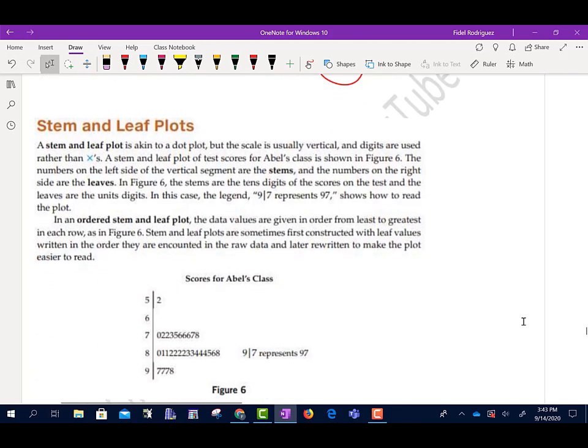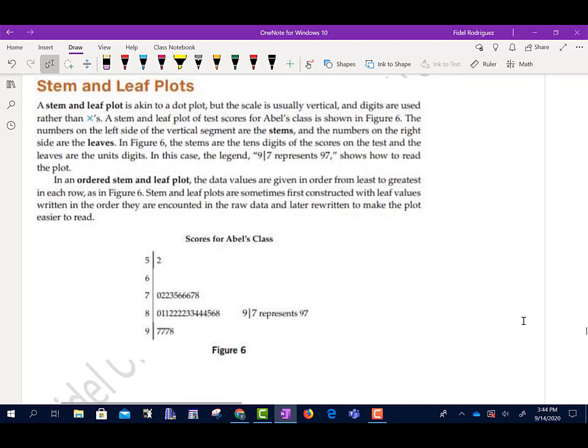So now we're going to talk a little bit about stem and leaf plots. It says a stem and leaf plot is akin to a dot plot. The scale is usually vertical, and digits are used rather than X's. A stem and leaf plot of test scores for Abel's class is shown in Figure 7. The numbers on the left side of the vertical segment are the stems. The numbers on the right side are what we call the leaves. The stems are the 10s digits from the scores on the test, and the leaves are the units digits. So it says right here, the legend 9|7 means a 97.